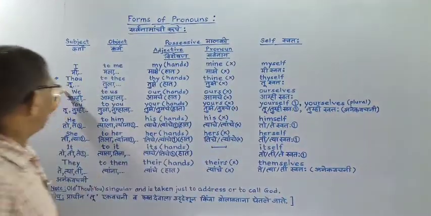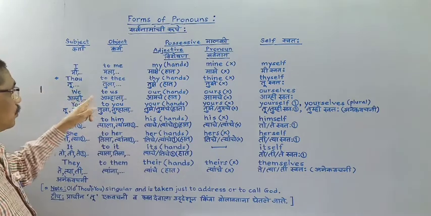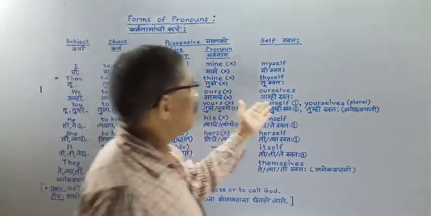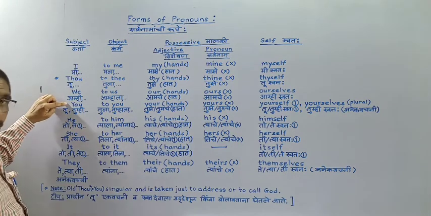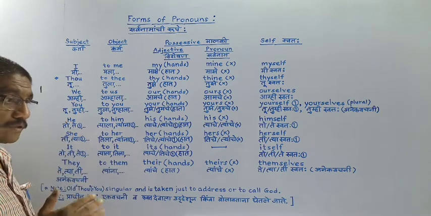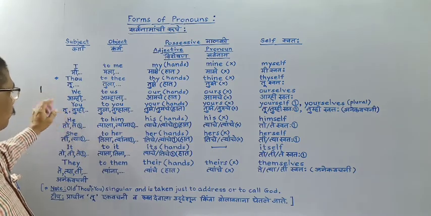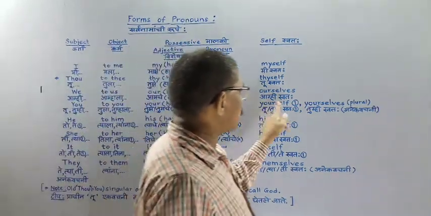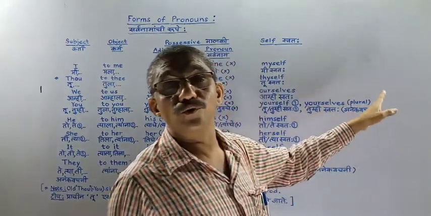Now next is we. Plural, first person, plural. We, to us, our hands, ours, ourselves. Then comes second person, you. Singular or plural, both. Now, you, to you, your hands, yours, yourself if it is singular, yourselves if it is plural.